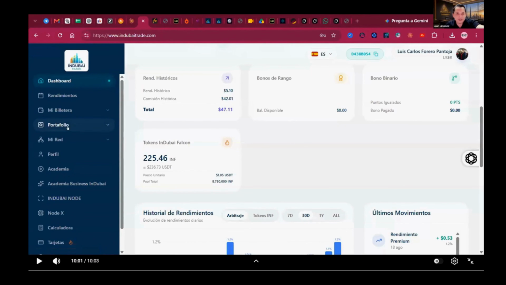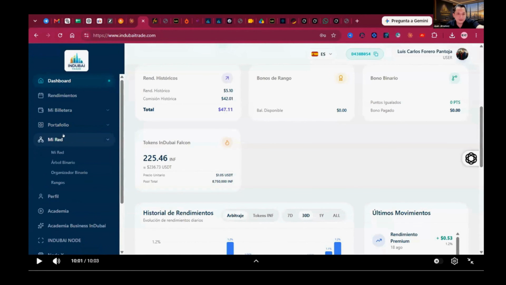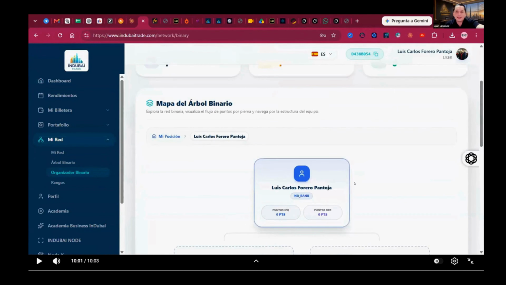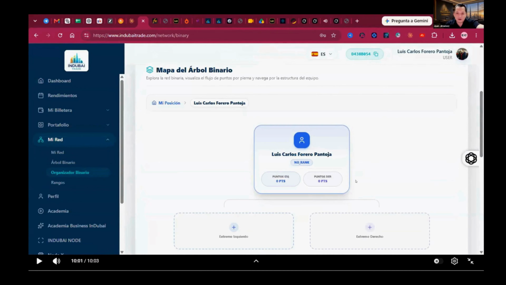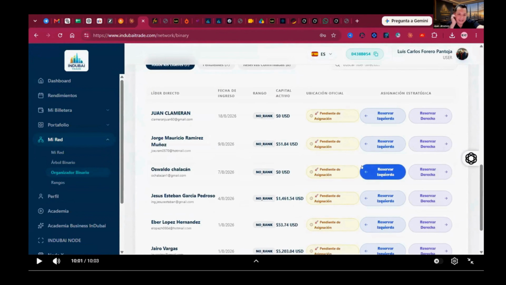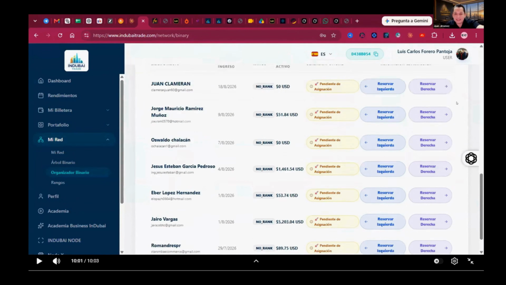Let's see. Something should appear that says click on my network and click on binary organizer. That's it, organizer. Here it is. Very good. Scroll down a little bit. That's it. So under binary organizer, scroll down a bit more. That's it. The list appears there, right? Of the people currently ready to be qualified.